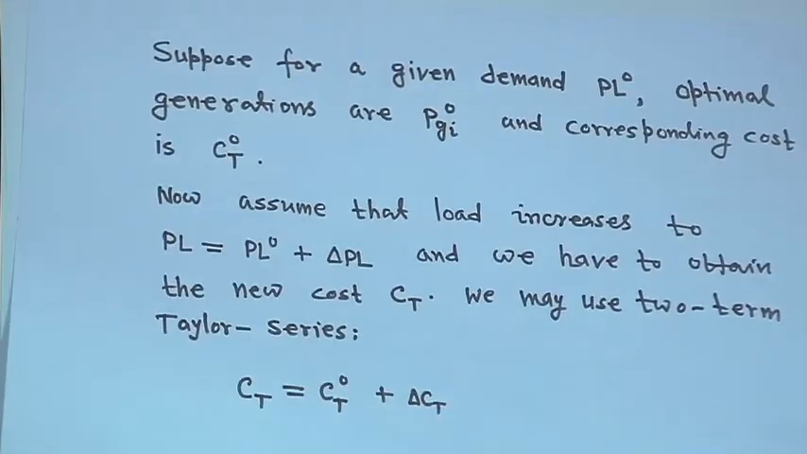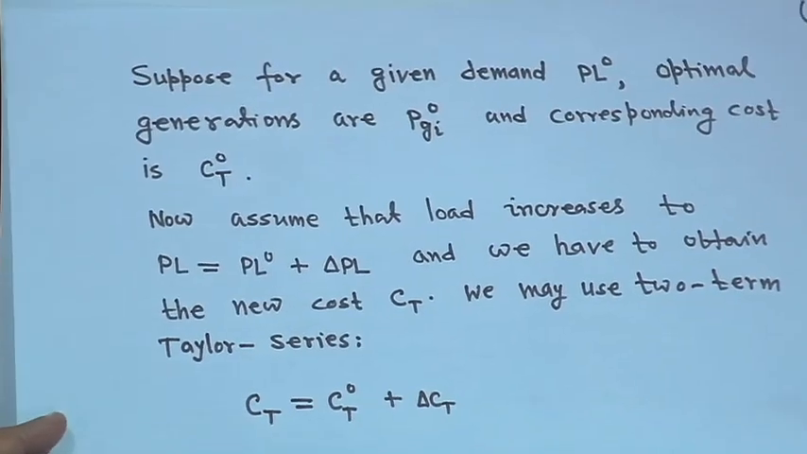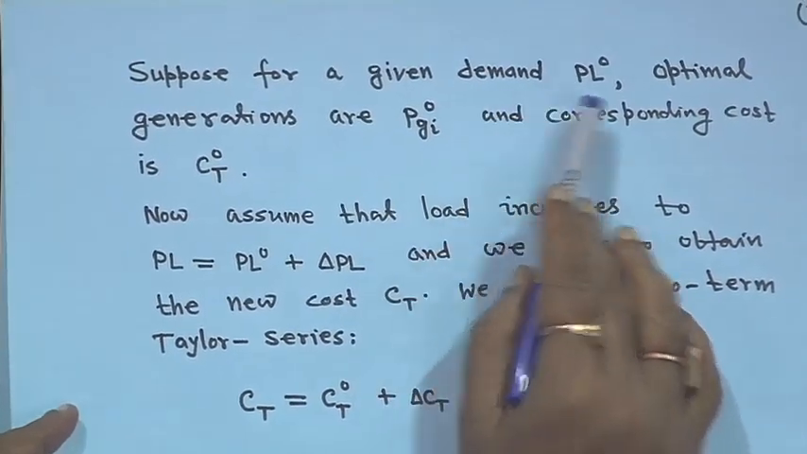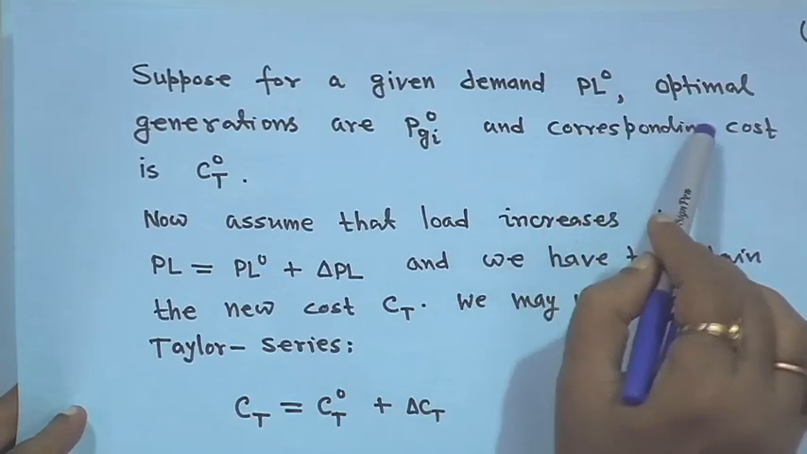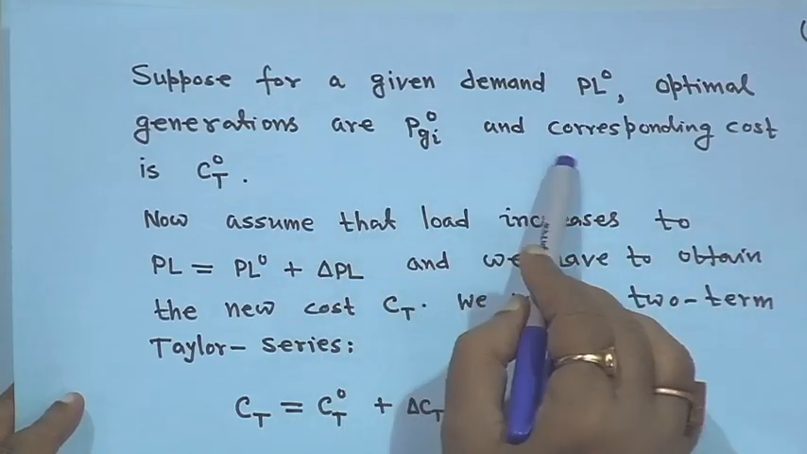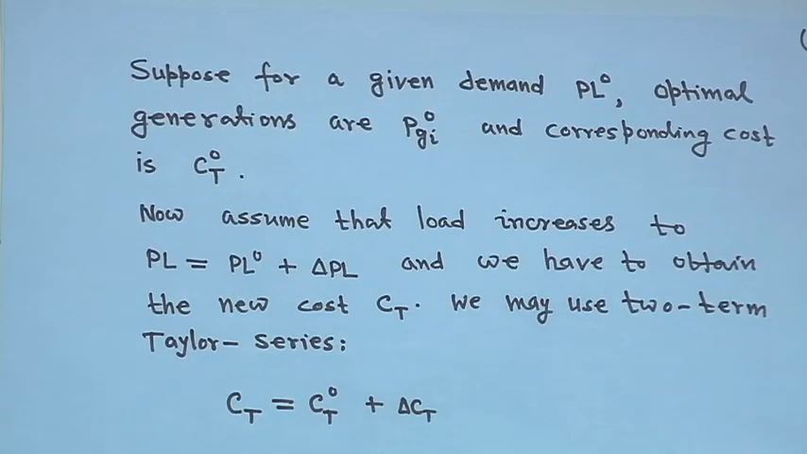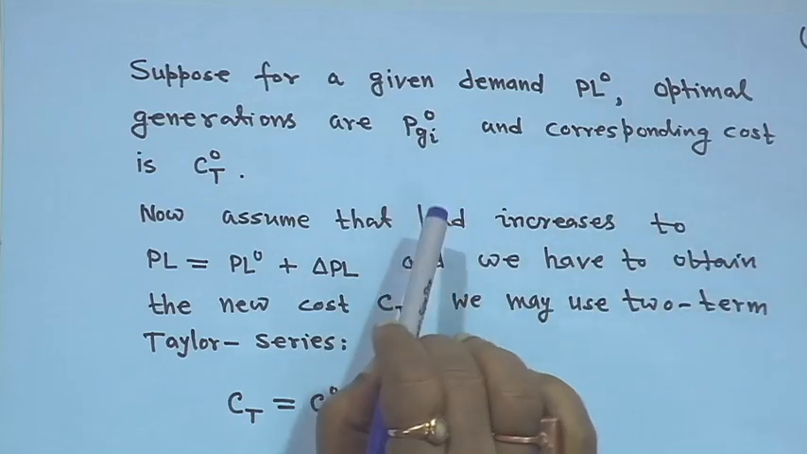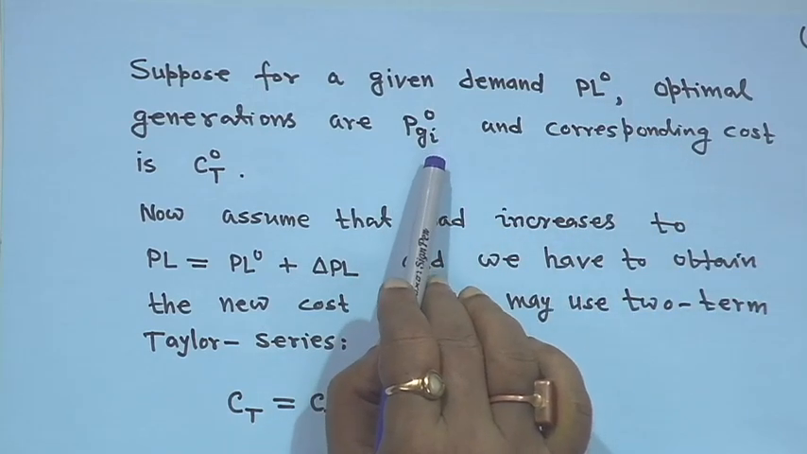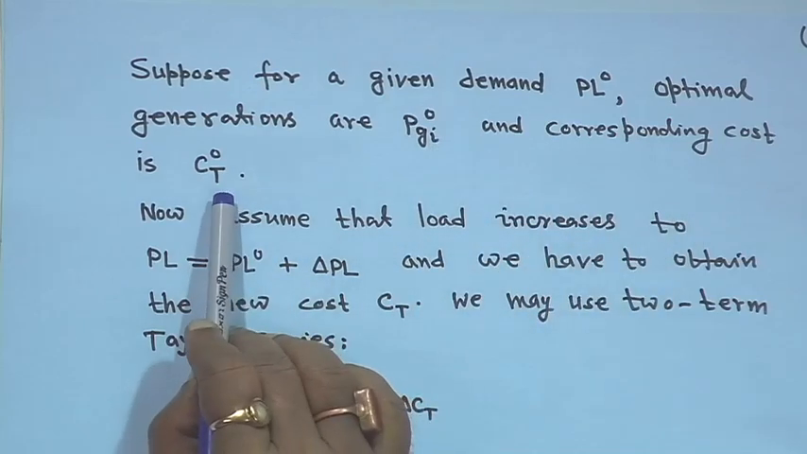Now, suppose for a given demand PL0, that means some demand is given PL0, the optimal generations are PGI0 and the corresponding cost is CT0. Initially the total load was PL0, this PL0 is a superscript, and at that time the total generation was PGI0, loss is ignored, and the corresponding cost is CT0.